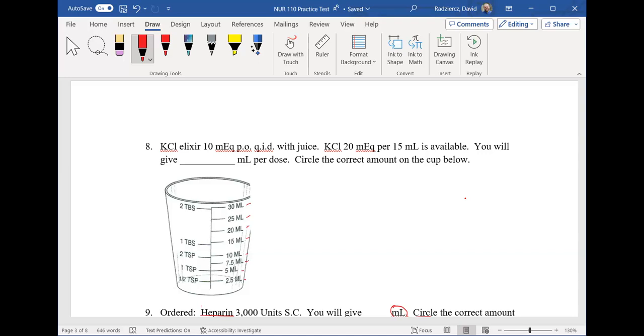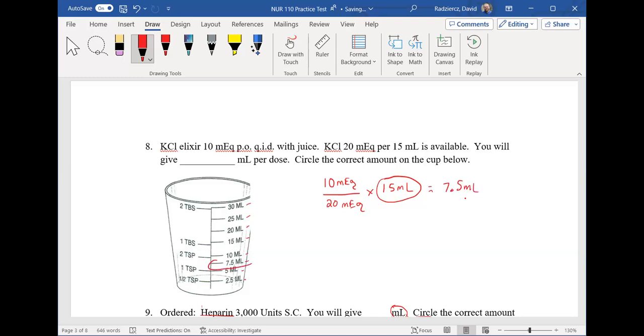So if I'm doing desired over have, my order is 10 milliequivalents over my available, which is 20 milliequivalents, times my quantity, which is the available 15 mL. This is the part that a lot of students will forget to do. None of you did, but a lot of students forget it. Then you do 10 times 15, which is 150, divided by 20, and you're going to get 7.5 milliliters. Then you would just mark your cup.